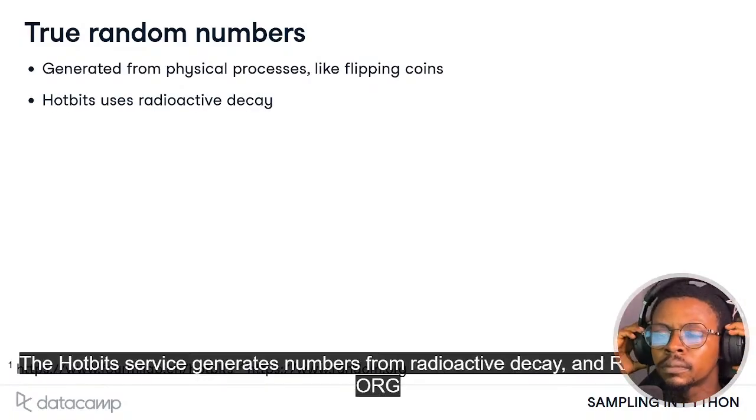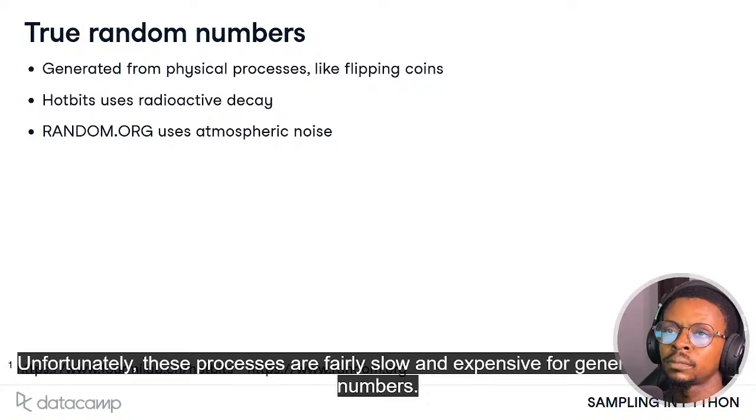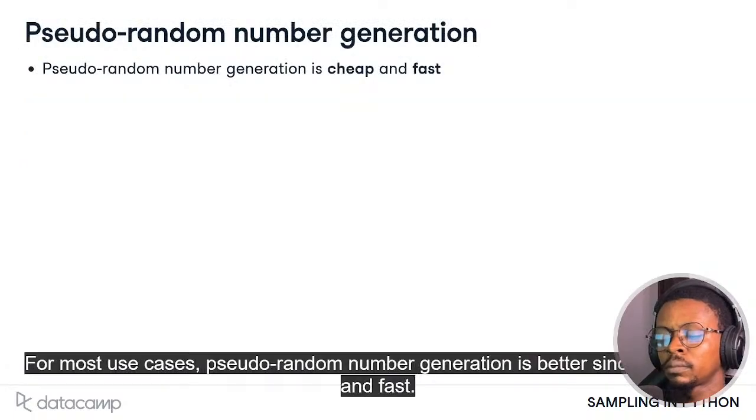The Hotbit service generates numbers from radioactive decay, and random.org generates numbers from atmospheric noise, which are radio signals generated by lightning. Unfortunately, these processes are fairly slow and expensive for generating random numbers. For most use cases, pseudo-random number generation is better, since it is cheap and fast.